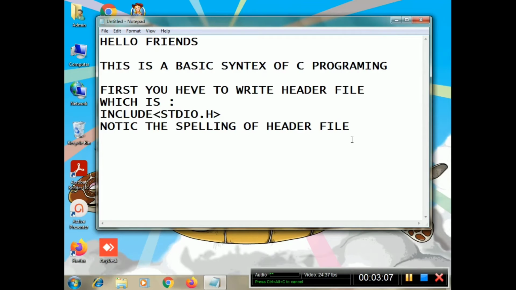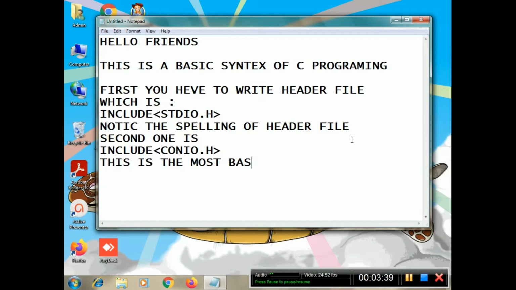Second one is include conio.h. I'll write it. Okay, this is the most basic header file in C language.